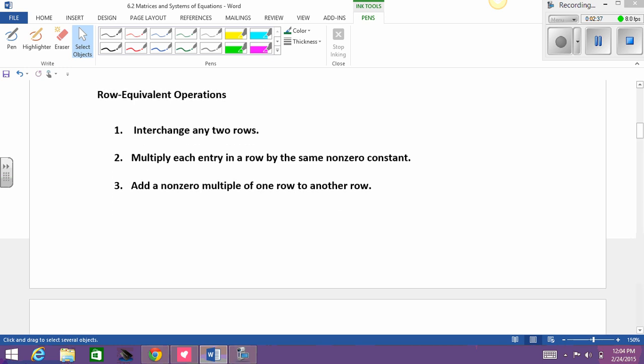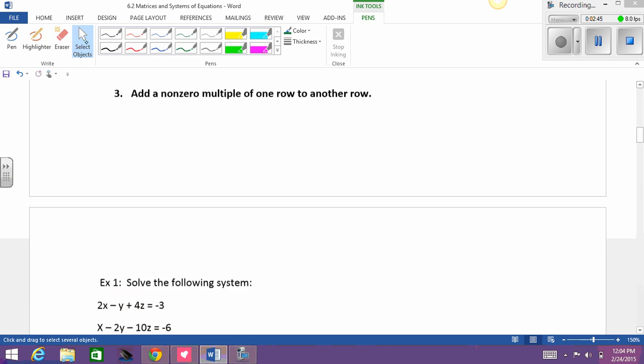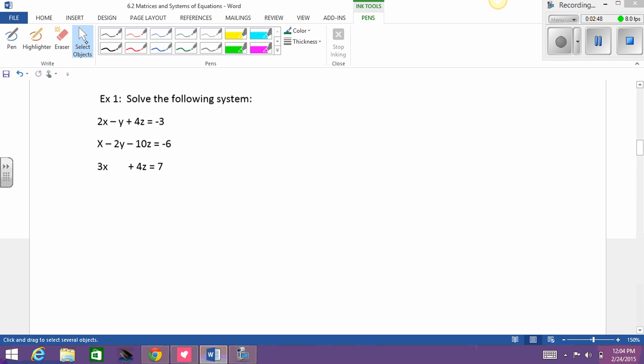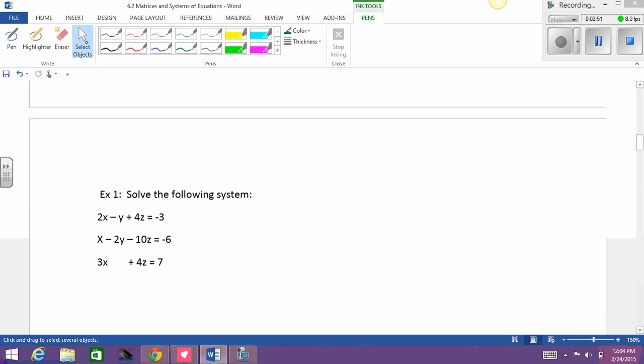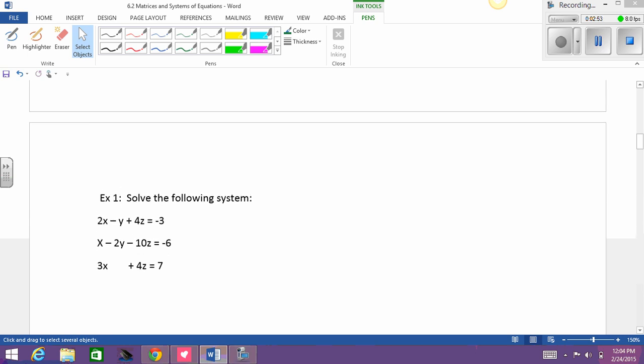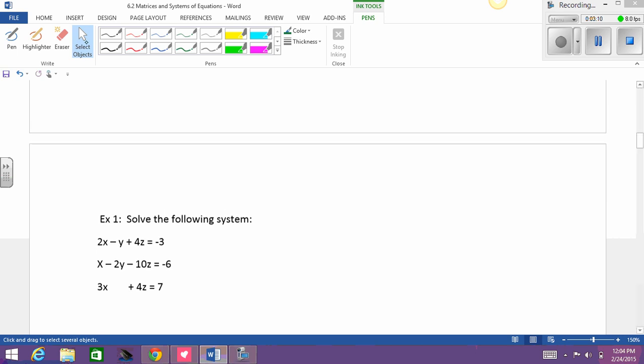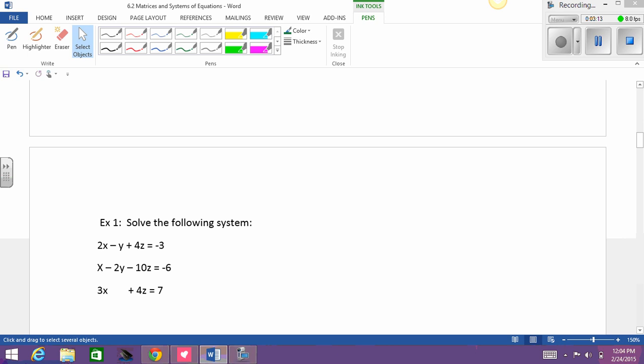We're going to interchange any two rows. We're going to multiply each entry in a row by the same non-zero constant and add non-zero multiples of one to the other. So same exact steps. Again, easier to see how to do this once you actually try an example. So here's our first system. It is in 3 variables, and we do have 3 equations. So we've got 2x minus y plus 4z equals negative 3, x minus 2y minus 10z equals negative 6, and 3x plus 4z equals 7. We are going to start by changing this into an augmented matrix, meaning we're going to have those constant values as well.